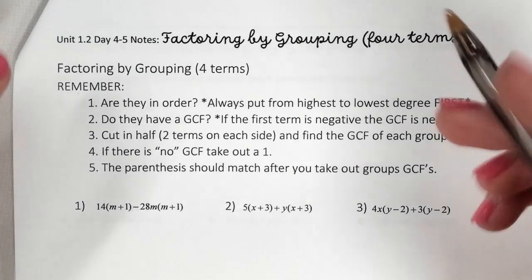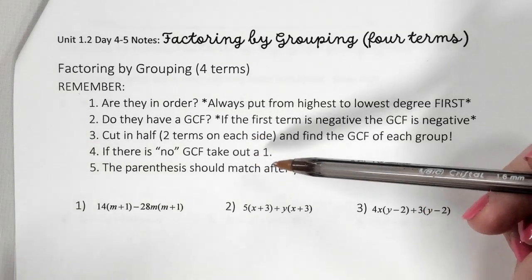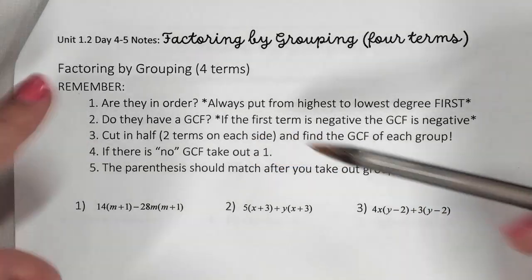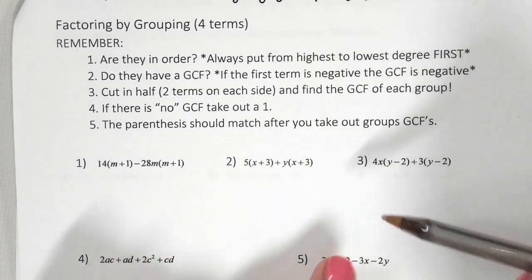So we are making sure they're in order. Do they have a GCF? Cut it in half. If there's no GCF, take out a 1. And then the parentheses should match. So we'll get to the bottom 3 in just a second. The first 3 are a lot like what we did yesterday, but we're going to do them backwards.